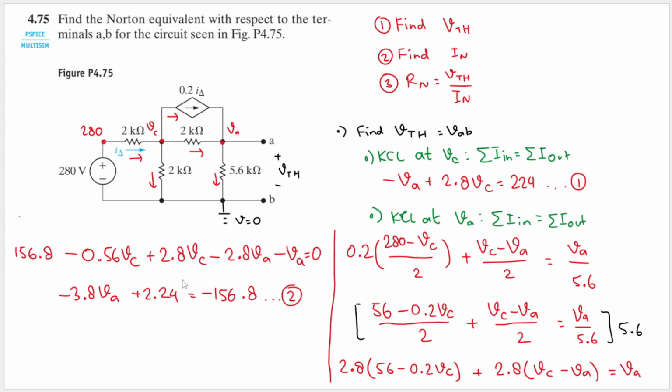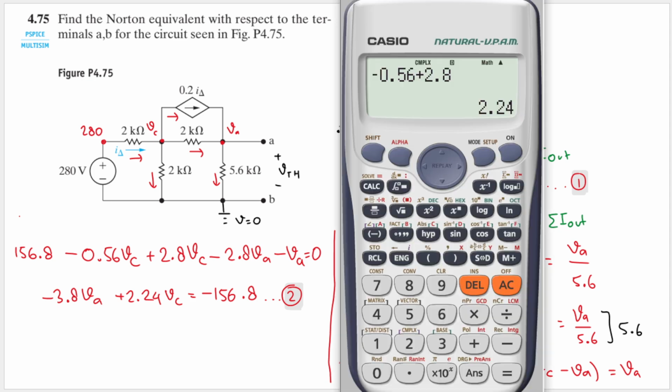Okay, we have VC here. So we have two equations with two variables. We should be able to calculate VA and VC, and that is exactly what we need because VAB here is equal to VA. Okay, and let's put that into the calculator.